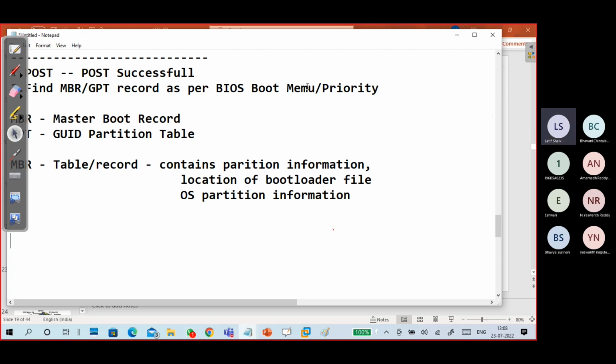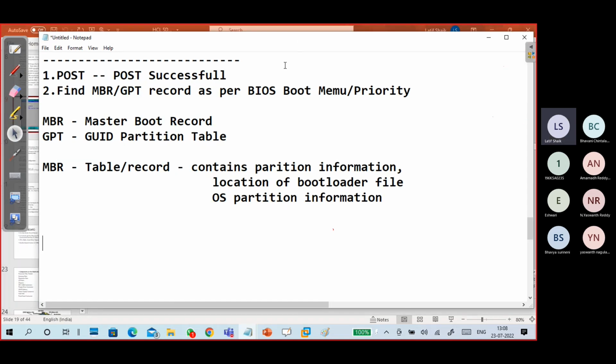In the hard disk, you have partitions. All partition information, where the operating system is, and where the bootloader is. Very important is the location of the bootloader. So it finds the MBR record as per the boot menu.